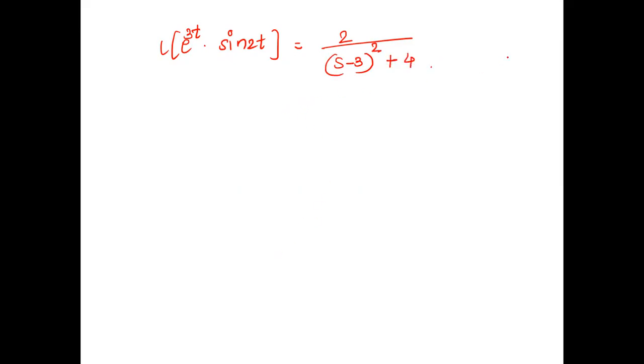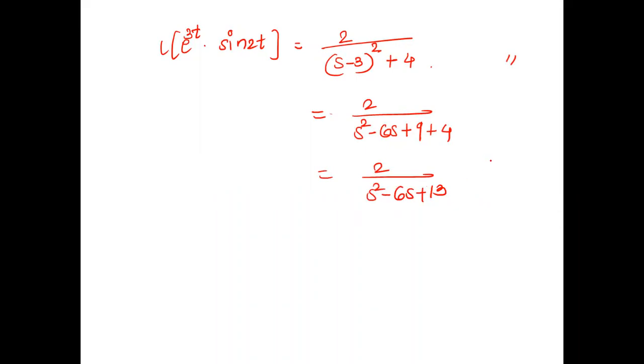Done. Here you can stop, or you can simplify further if you want. You can take the square, s square minus 6s plus 9 plus 4. That is 2 upon s square minus 6s plus 13. Done. That is the answer.